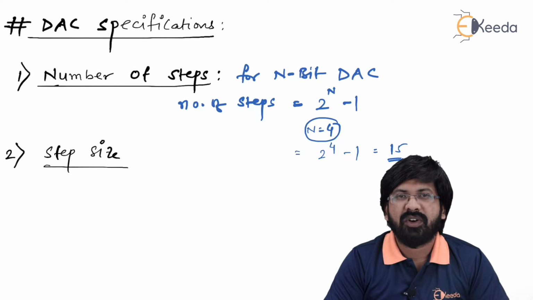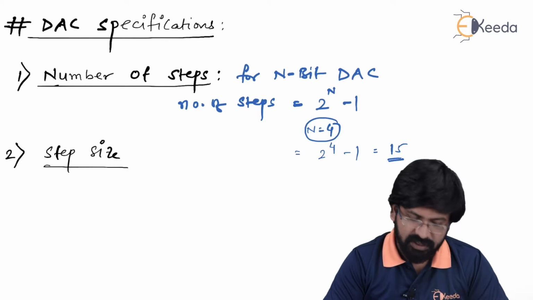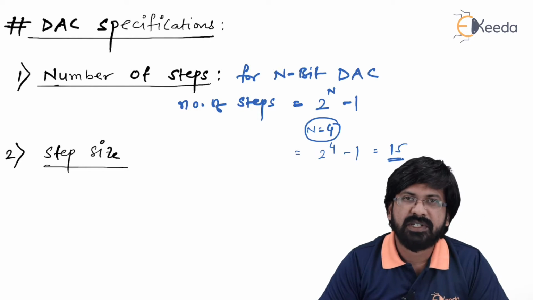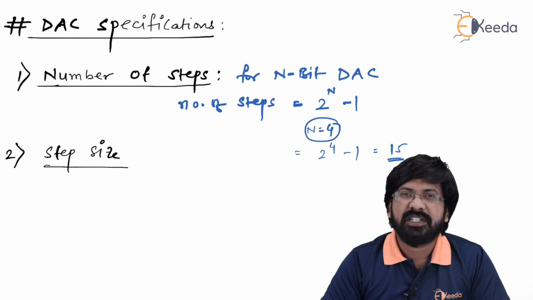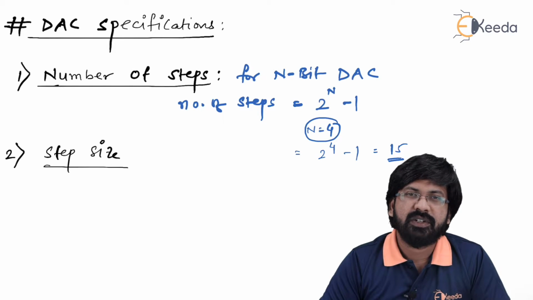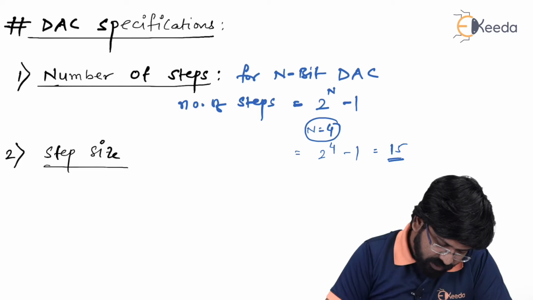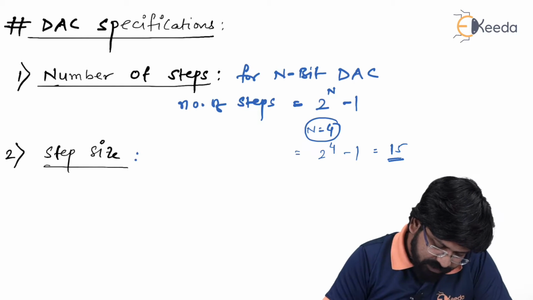In the last slide, we already determined the number of steps was 15. So it's very simple to calculate the number of steps even for an n bit DAC. Simply do 2 to the power n and then minus 1. You'll get the number of steps. Now we shall see what is meant by step size.